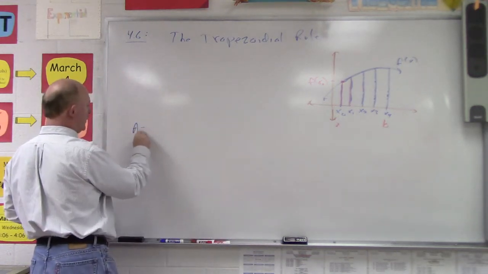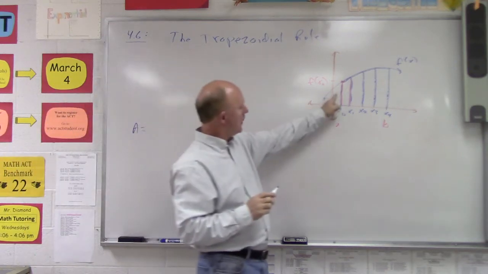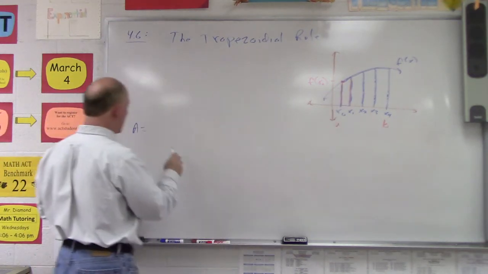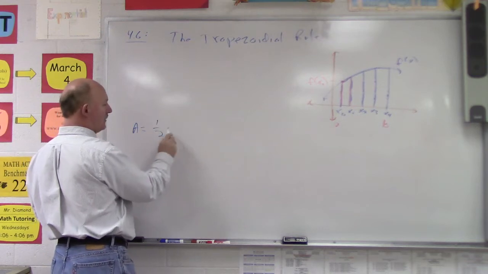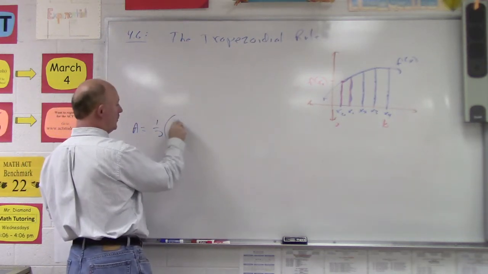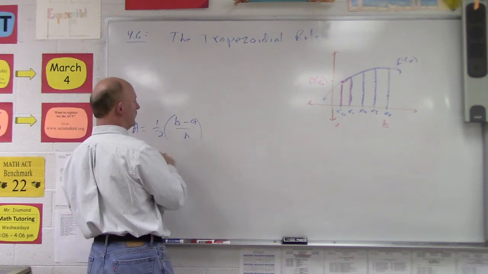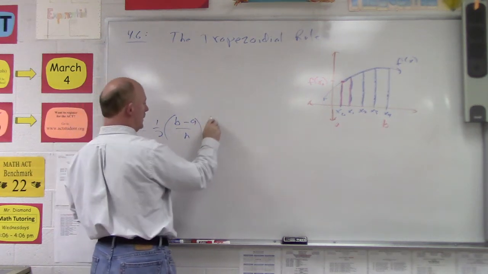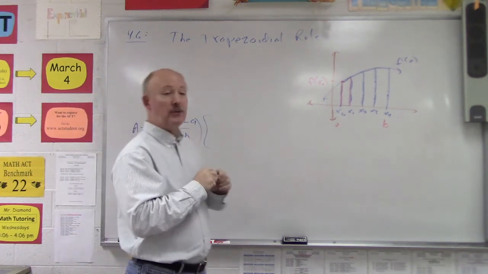This is the area of a trapezoid. Now, if you look at this first trapezoid here, the area of a trapezoid would be 1/2 times the height. And we said the height is going to be b minus a divided by n. So 1/2 times the height times the sum of your two bases.